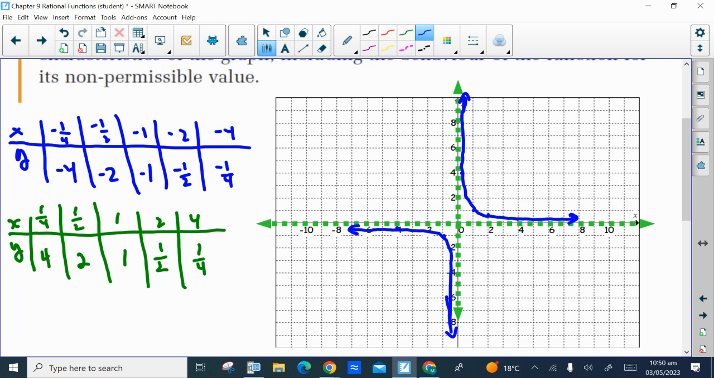So there's that branch of that graph. When we talk about some characteristics, we would talk about the asymptotes. So we'll have a vertical asymptote, the line x equals 0, and a horizontal one is the line y equals 0. Those are the asymptotes for this graph.